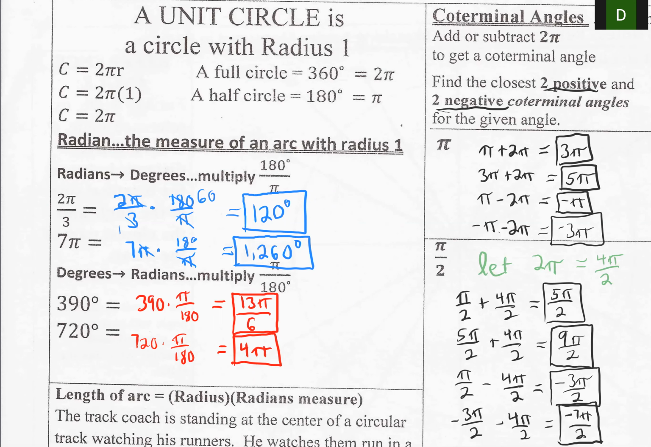Okay, so instead of adding and subtracting multiples of 360, like we did with degrees, now I'm using the fact that 360 degrees is the same as 2 pi. So I'm adding and subtracting multiples of 2 pi to find the coterminal angles. But for the second one we did, instead of 2 pi, I just used 4 pi over 2, so I have a common denominator.